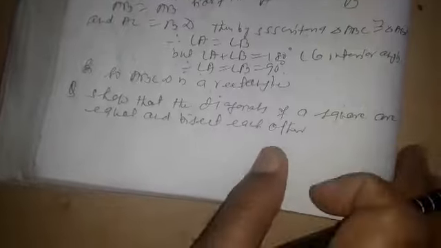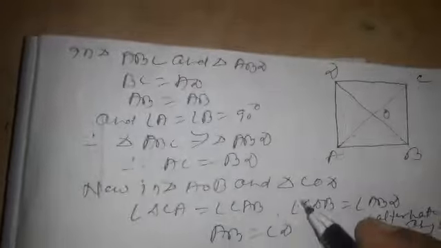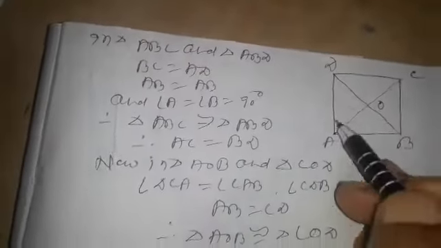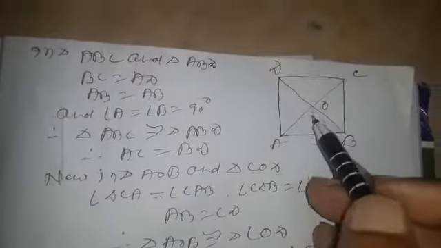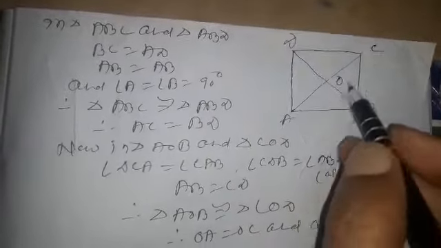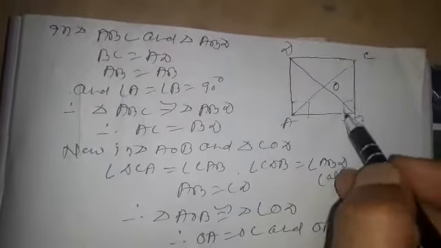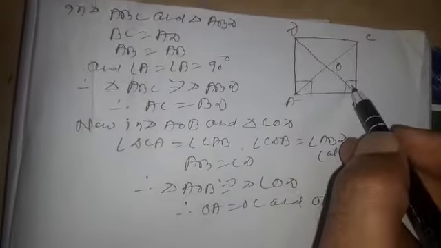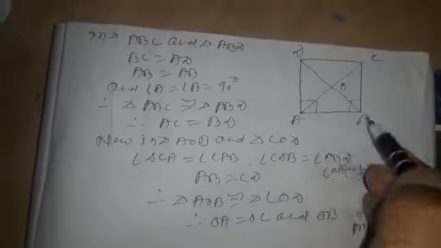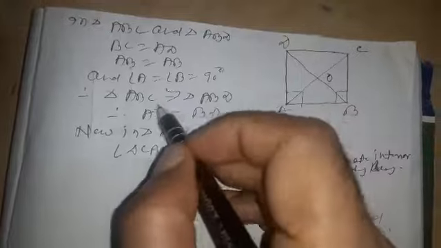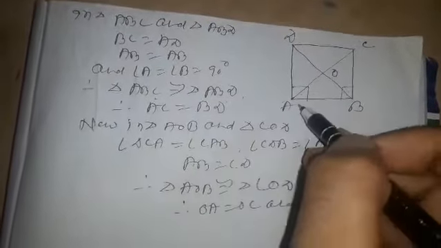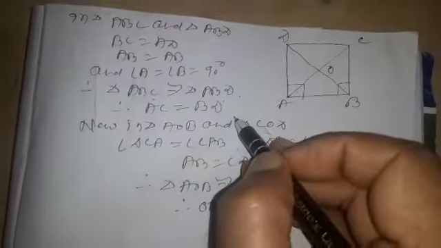Next question is to show that the diagonals of a square are equal and bisect each other. ABCD is a square. So in triangles ABC and ABD, BC and AD are equal because all sides are equal, and AB is common in both triangles ABC and ABD, and angle A and angle B are both 90 degrees each. Therefore by SAS criteria, triangle ABC is congruent to triangle ABD. Therefore AC is equal to BD. It means diagonals are equal.